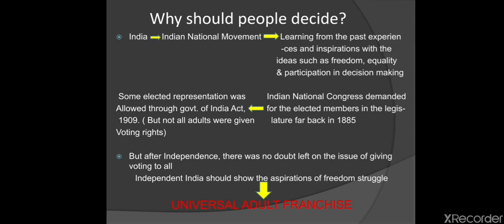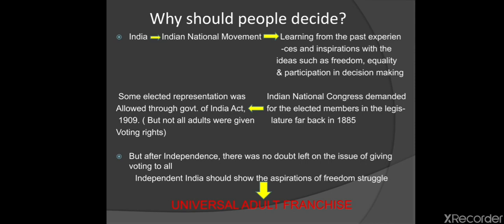And lastly came universal adult franchise. Franchise means the right to vote. Universal means everybody, all, meaning the people who are 18 years or above, from any community, any race, any caste, were allowed to vote. And still today those who are 18 years or above are allowed to vote irrespective of any caste, creed or religion.